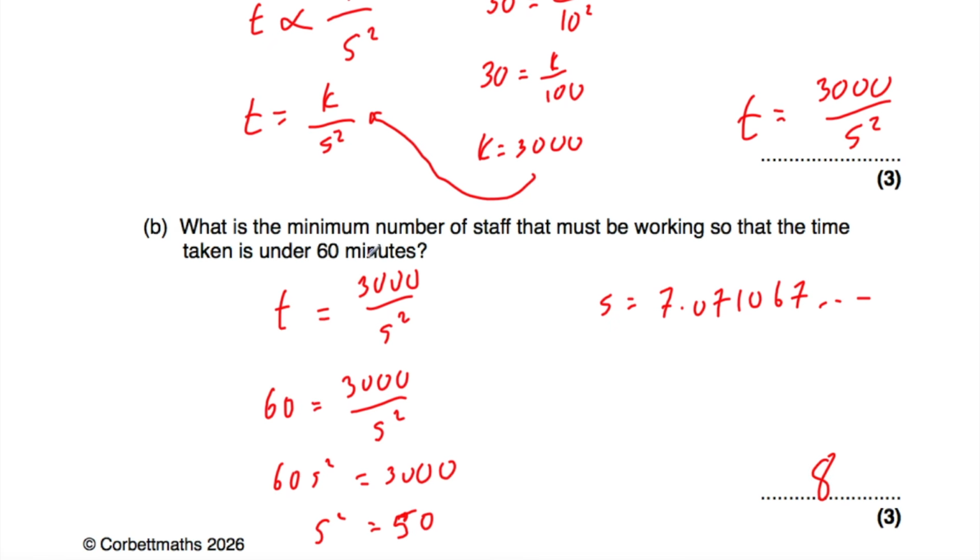And that's it. Another way you could do this question is to use trial and error and substitute in values for s. So you could do 3,000 divided by 2 squared. If there's 2 members of staff, that'll be 750 minutes. You could change the number of staff to 6, and then that'll be 83.3 recurring minutes. You could change it to 7, and then that's equal to 61.22 minutes. And then you could change it to 8, and you'll find that's equal to 46.875 minutes. So you can see that once you go to 8 members of staff, the time taken would be under 60 minutes. And that's it.